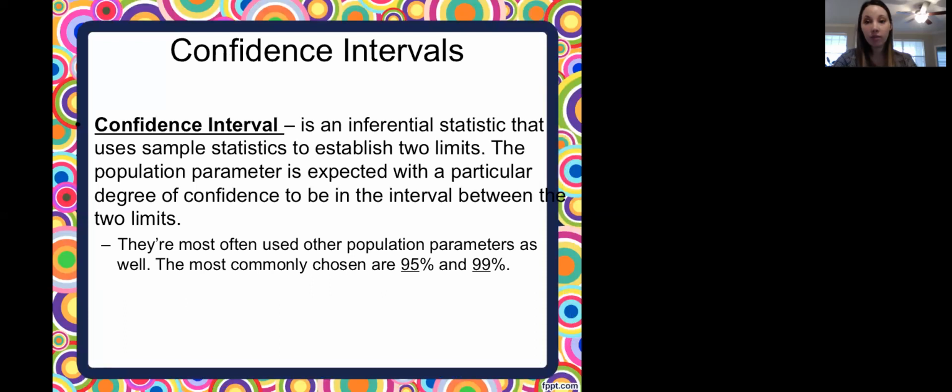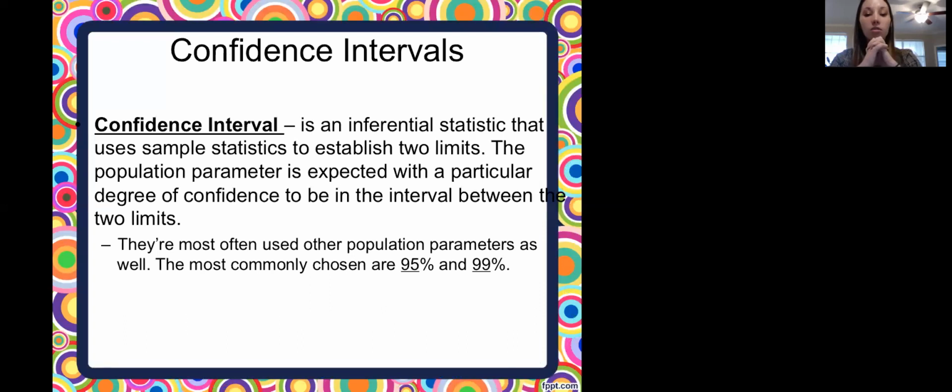So our t value tells us whether or not we have a significant result. So that's where we've gotten so far. The confidence interval, on the other hand, is another statistic that uses sample statistics to establish 2 limits, an upper limit and a lower limit. The population parameter is expected within a particular degree of confidence to be within this interval, within these 2 limits. So basically, the confidence interval is the range in which we expect our data to fall for the population.